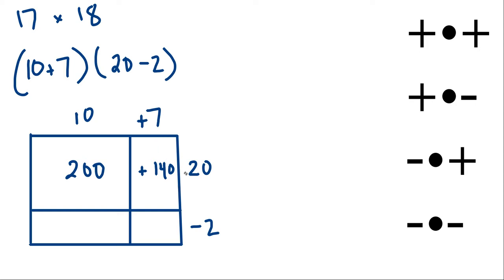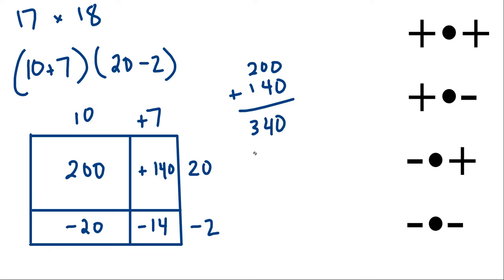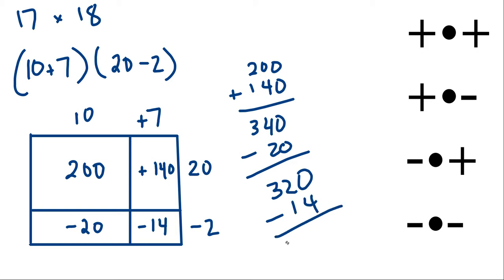Well, we knew that if this is 7 groups of negative 2, that'd be negative 14. And if we have 10 groups of negative 2, we'd have negative 20, if we consider those ideas of this is the groups of. Okay, so we're at 200 plus 140, that's easy, 340, minus 20, we're at 320, take away 14 more, and we're left with the exact same total, 306, so 17 times 18, still 306.